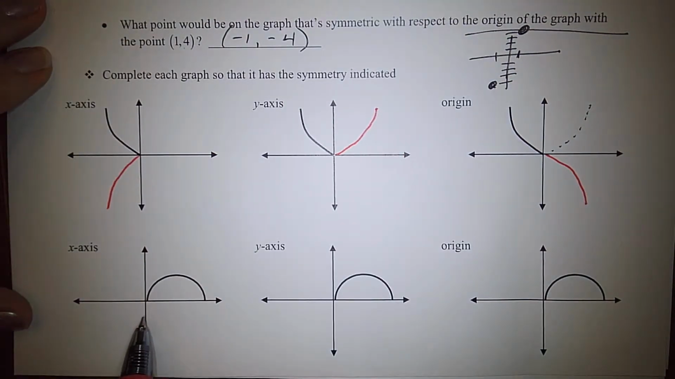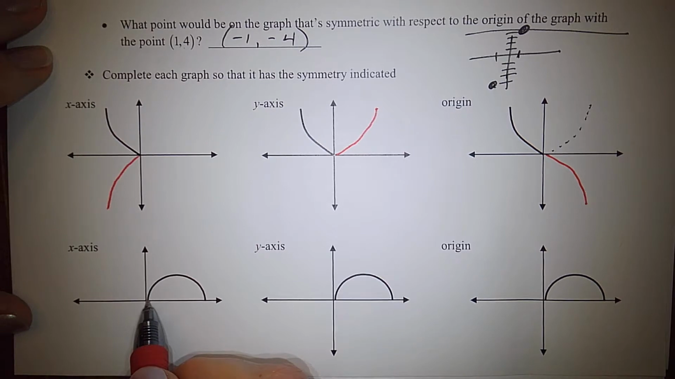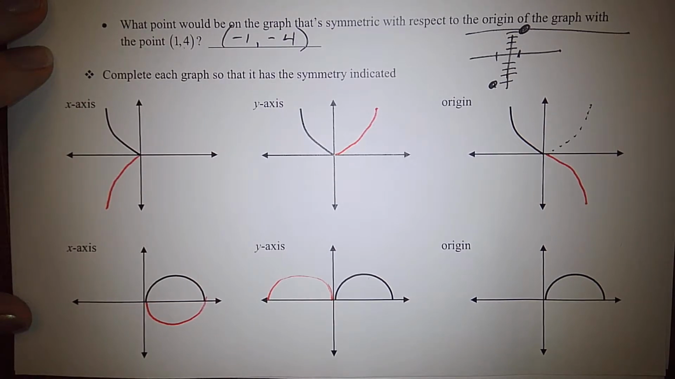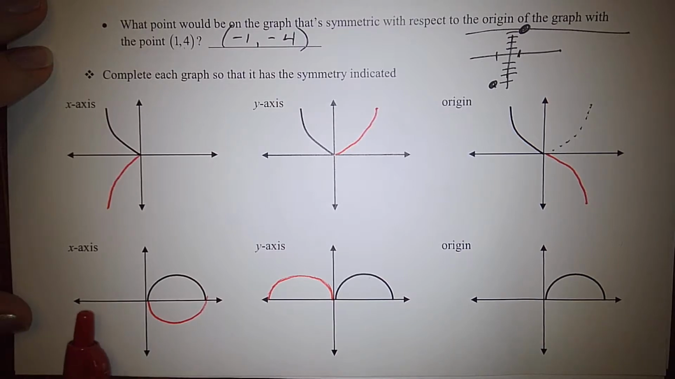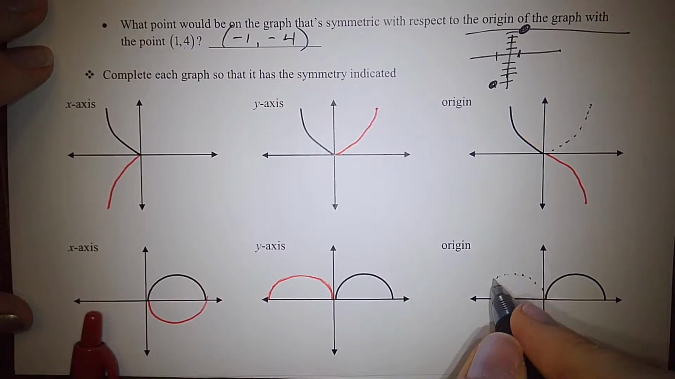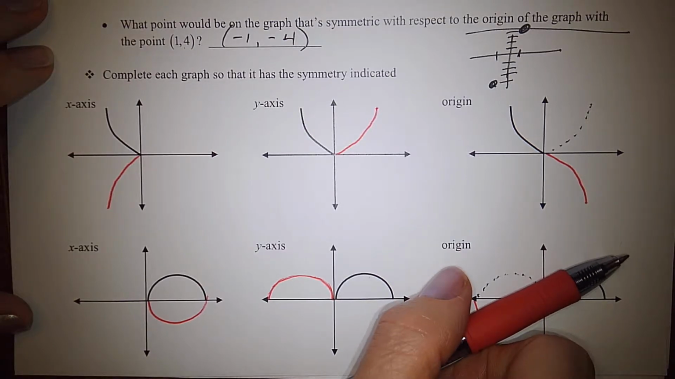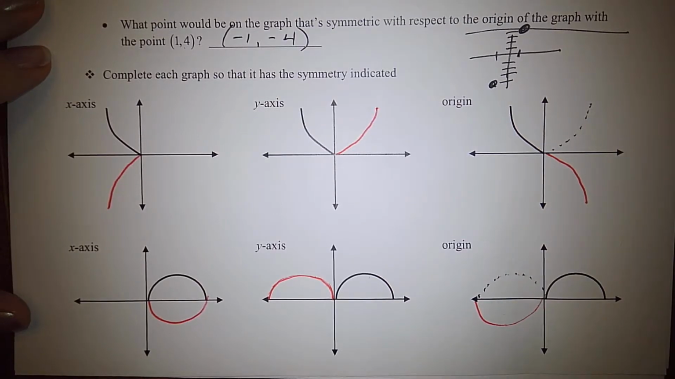Let's try another one. X-axis symmetry means this part of the graph is going to flip over the x-axis. Y-axis symmetry says anything on the right will flip over the y-axis. Origin symmetry says anything on the right will flip over the y-axis, then it will flip over the x-axis. Or you could look at anything in the first quadrant will be spun around the origin and end up down here in the third quadrant.